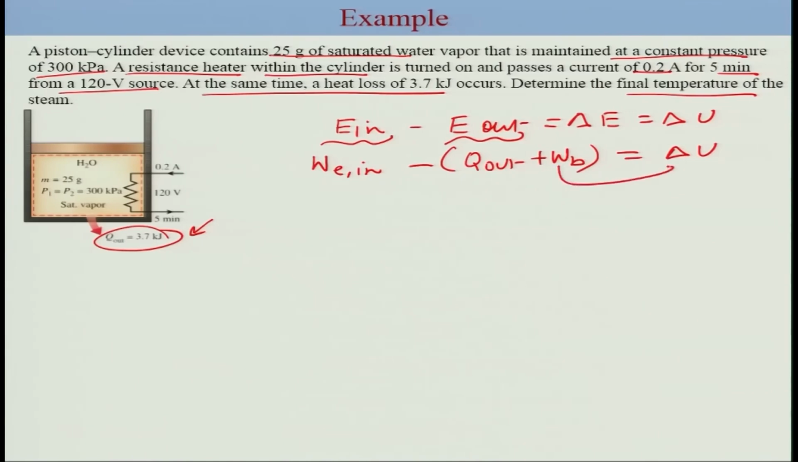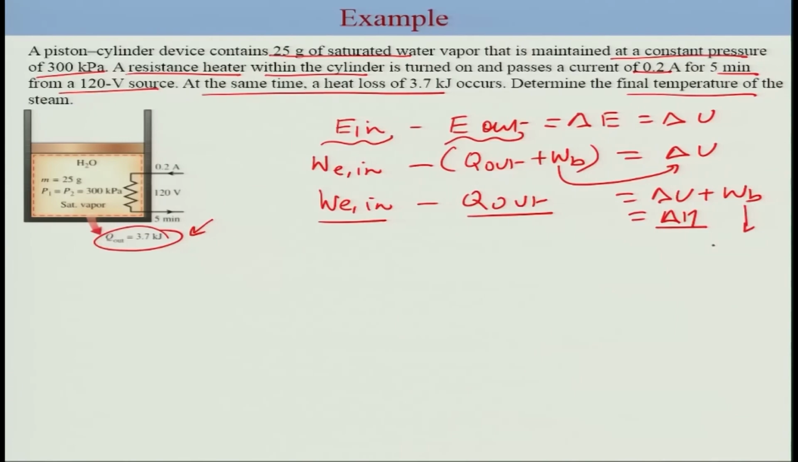Now we can take this here, and we've already discussed this constant pressure energy balance, where you can write W B plus delta U as delta H. So this is nothing but W E in minus Q out equal to delta H. And what is WB here? It is going to be this pressure of 300 kilopascal multiplied by the change in volume. So we have this expression.